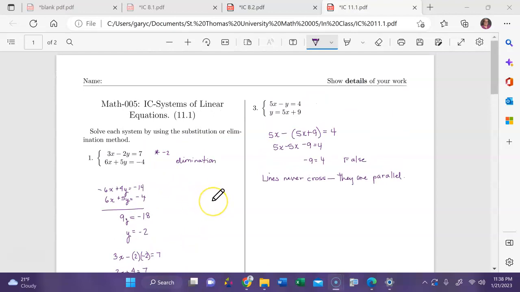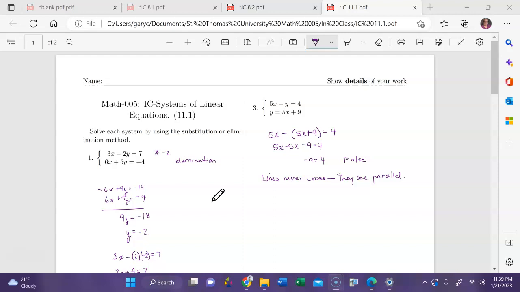So in this first case, I have 3x minus 2y equals 7, and then I have 6x plus 5y equals negative 4. And I'm choosing to go with elimination here. Usually there's one way or the other that will lend itself to solution. In this particular case, if I multiply through that first line by a negative 2, my x's are going to go completely to 0, which is what I want. So I multiply through by that negative 2. I get negative 6x plus 4y is going to equal negative 14.